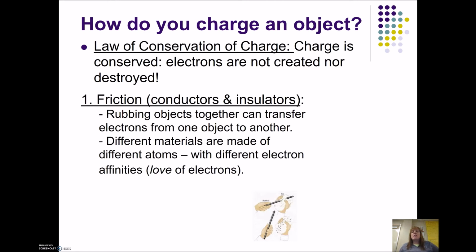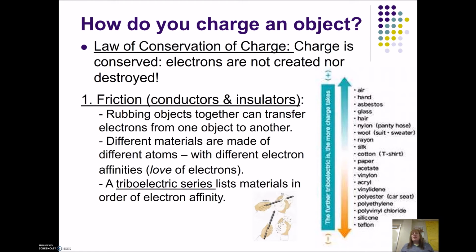The affinity for electrons, we call that electron affinity, or the love of electrons, is represented in a series called the triboelectric series. A triboelectric series lists materials in the order of affinity. Now, you saw me work with rabbit fur, so I don't see rabbit fur on here, but it's like hair. Remember I said that it lost the electrons and gained a positive charge? Well, it doesn't have a high affinity for electrons, whereas the plastic rod I used was actually polyethylene. Polyethylene is a type of plastic polymer, and it loves electrons.